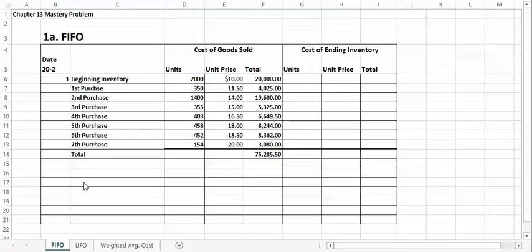So for this example, let's say, like in the book, we want to have 1,200 units in cost of ending inventory. So we're going to go ahead and put that in. Now, our job is to figure out how many units from cost of goods sold need to be transferred to get to that 1,200 units. So we're going to start, since it's FIFO, we're going to use the newest items first. So we're going to take 154 units from the 7th purchase.